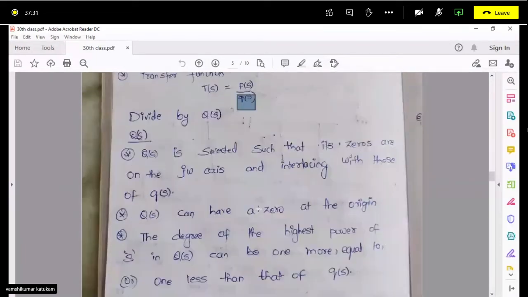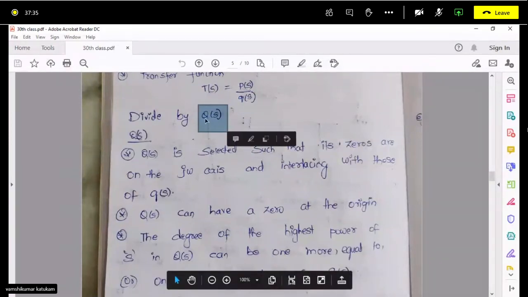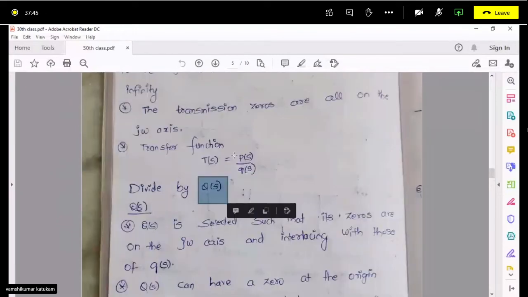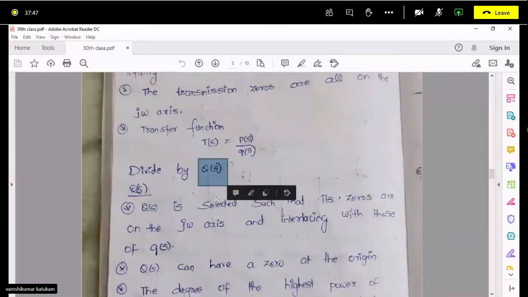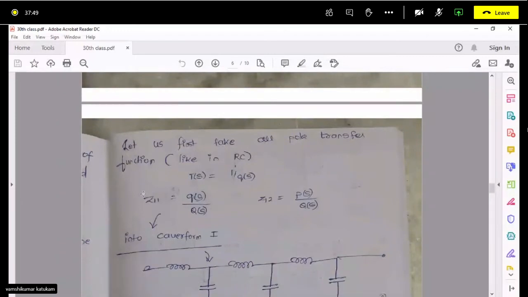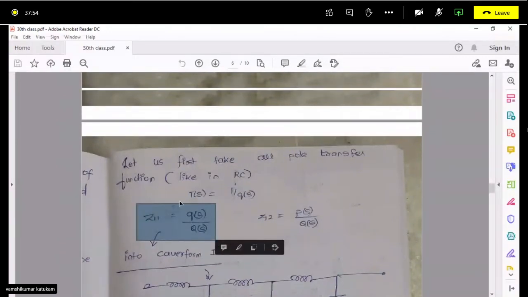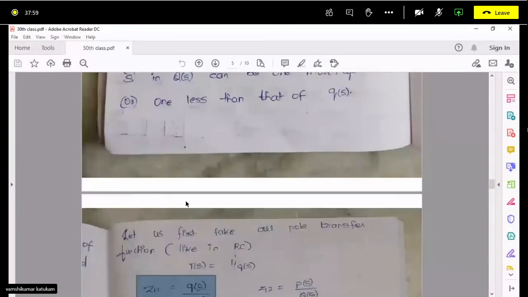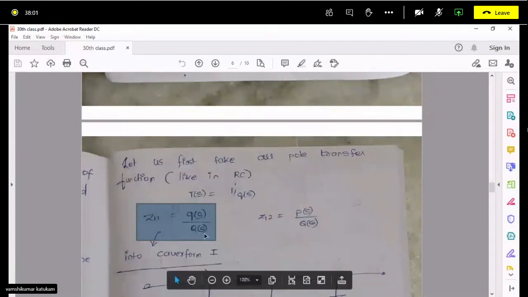Okay, these are the three conditions for capital Q of s. With these three conditions, you can select capital Q of s. So that is the first step. You are selecting capital Q of s, and after that you have the driving point function, and you are converting it into Cauer form 1, Cauer form 2, right? Based on that, first thing is, just like in RC, we will take the numerator as 1.